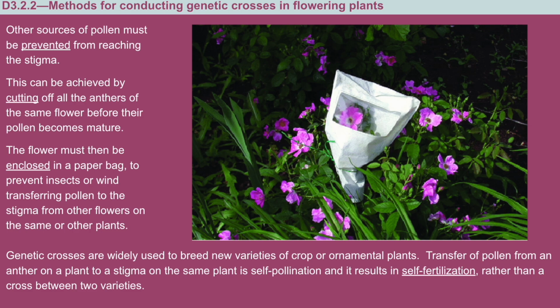Okay, it is important though that we don't allow other sources of pollen to land on the stigma, so we know that it is the actual pollen from our paintbrush that was used to fertilize that flower. And so that can be done by cutting off the anthers of that flower so it doesn't self-pollinate, and then enclosing that flower in a paper bag to prevent any additional pollen from being able to land on that stigma.